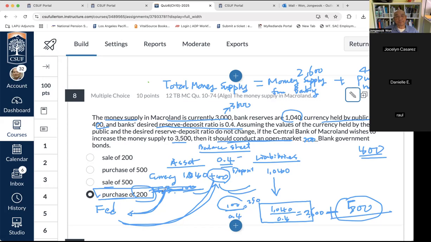Can you explain why the answer is 200? Can you give an explanation? I'm kind of lost. Okay, so they have to increase 500 more, right? So the magic thing is, look at this. 1,040 is reserve, but the total becomes 2,600, right? How? Because 1,040 divided by 0.4 is 2,600.